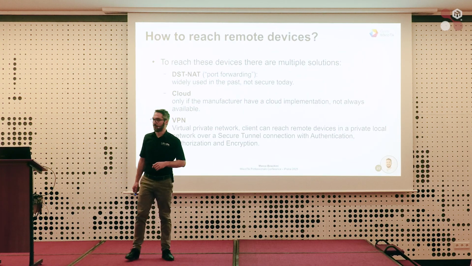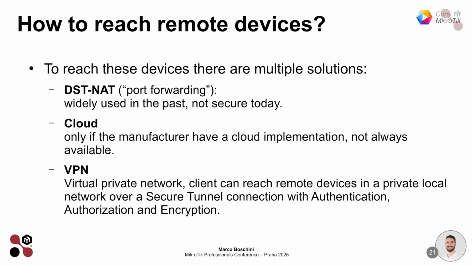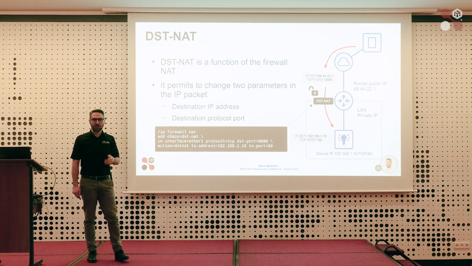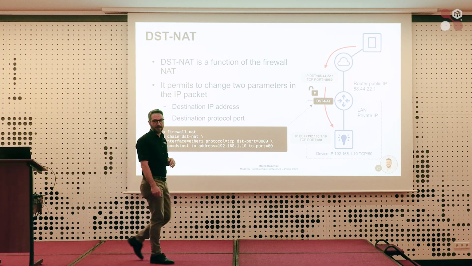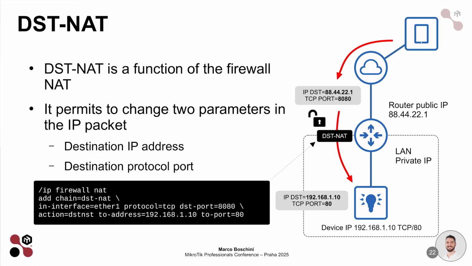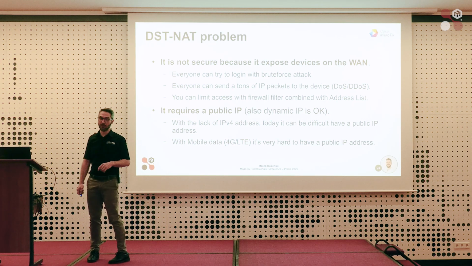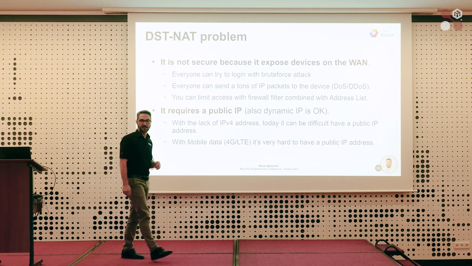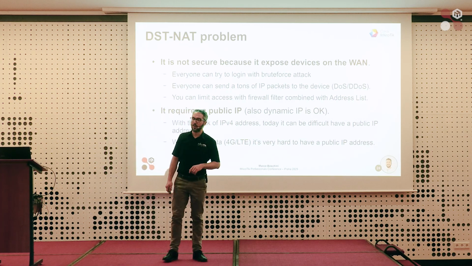How to reach these remote devices? There are multiple solutions: one is destination NAT, like port forwarding, the cloud, or a VPN solution. Destination NAT is a function of the firewall NAT. It permits changing two parameters in the IP packets, the destination IP address or the destination protocol port. But it's not secure because it exposes the device on the wide area network.